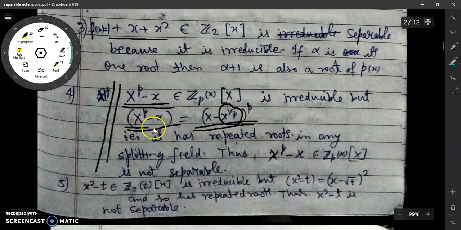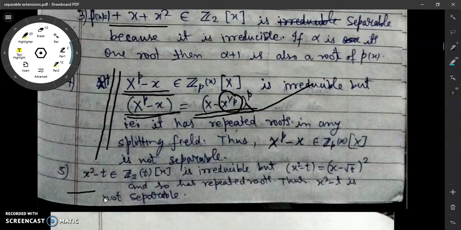So here what have we observed? We have observed that this polynomial is irreducible, but it has repeated roots. All the p roots are x power 1 by p, meaning the multiplicity of this root is p. So this is irreducible, but it has repeated roots. Therefore, this polynomial will not be separable. Similarly, you can observe this. So I leave it as an exercise for you.